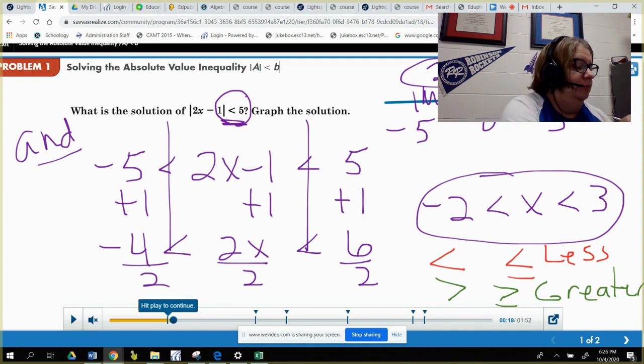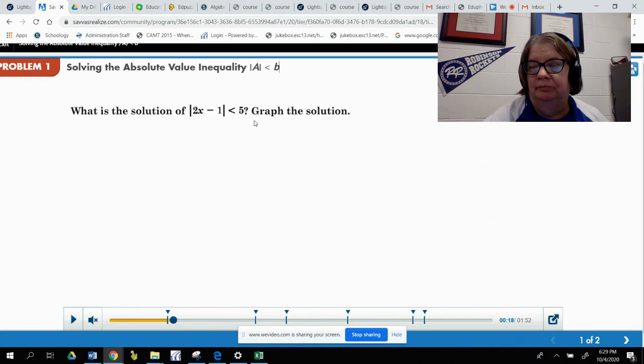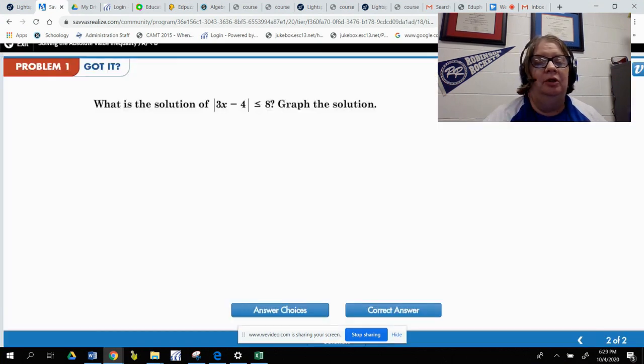All right, let's do another one. What is the solution of the absolute value of 3x minus 4 less than or equal to 8? Oh, you know what we forgot to do on the other one was graph the solution. That's okay, we'll graph it on this one. Can I go back? I bet I can't. Okay, we'll do it on this one. What is the solution of absolute value of 3x minus 4 less than or equal to 8? Is it an and or an or?